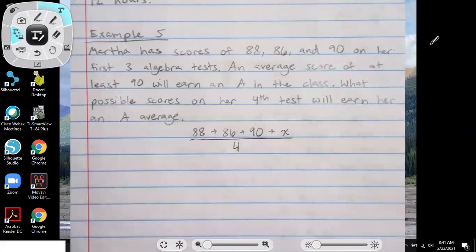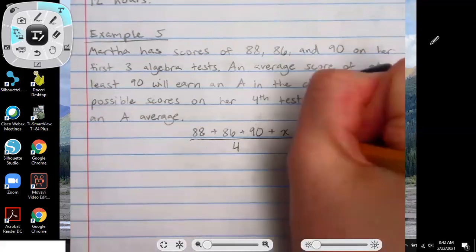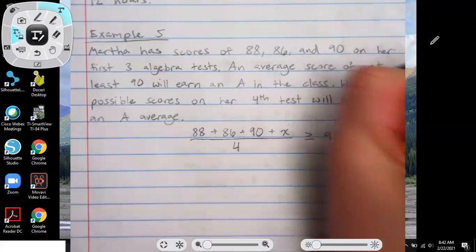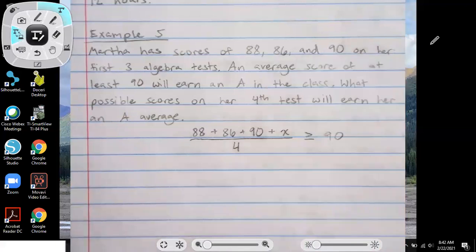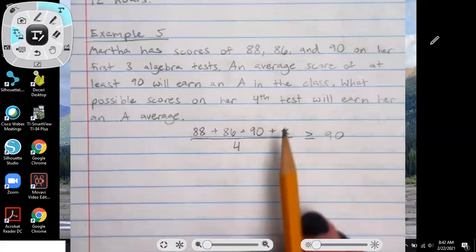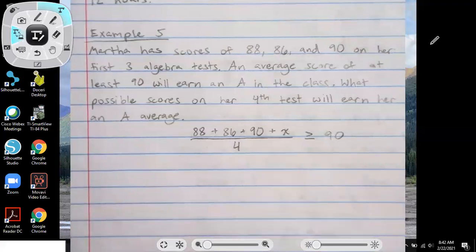She wants to have an A in the class, and it says that a score of at least 90 will earn an A. So her average, what we've just written, has to be greater than or equal to 90 for her to have an A. Now we solve this inequality and try to find the value of X.